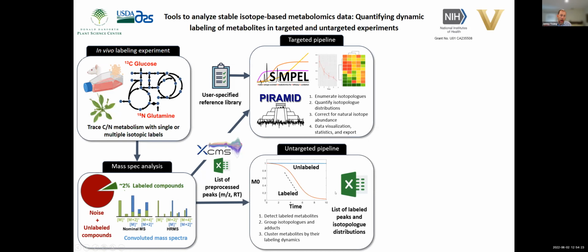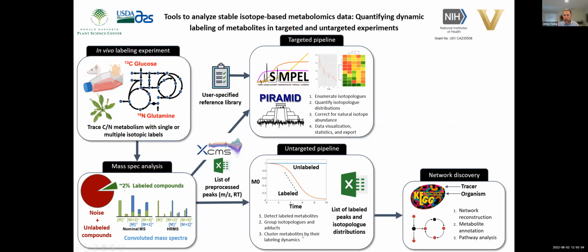On the other hand, in other cases, maybe we want to do a discovery-based experiment, and we want to just search in an untargeted way through our data sets to look for all of the compounds or all of the features that show a signature of being isotopically labeled by our tracer. And so here we may just start with a list of features that we get from XCMS or some other pre-processing software, and use an untargeted workflow to detect all of those potentially labeled metabolites and to rank or categorize them based on their labeling dynamics.